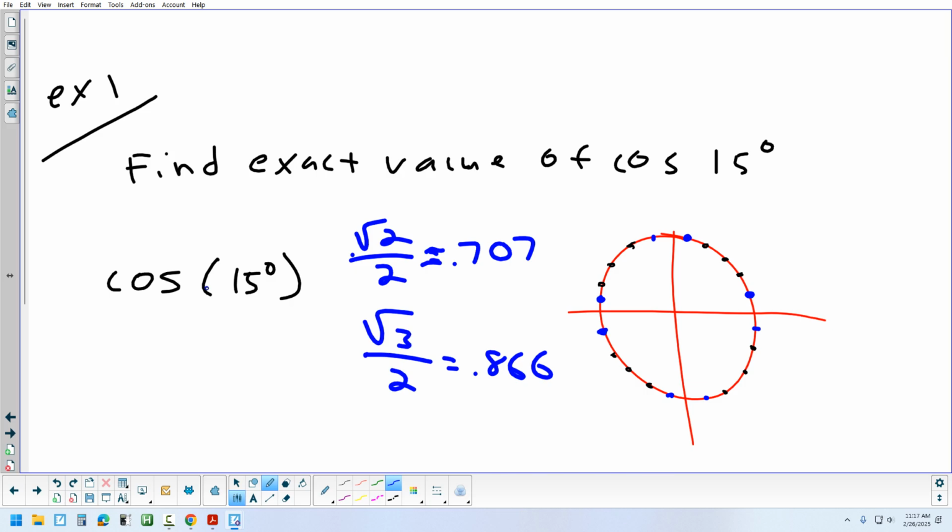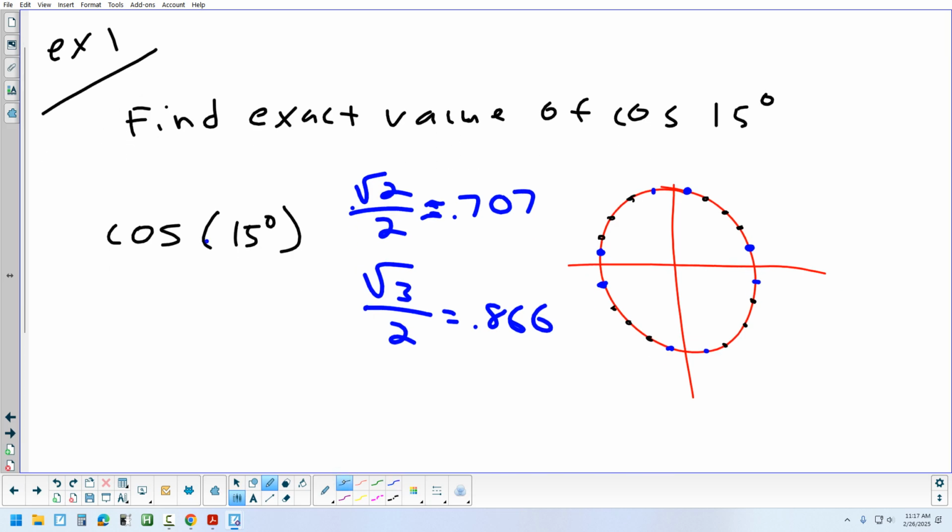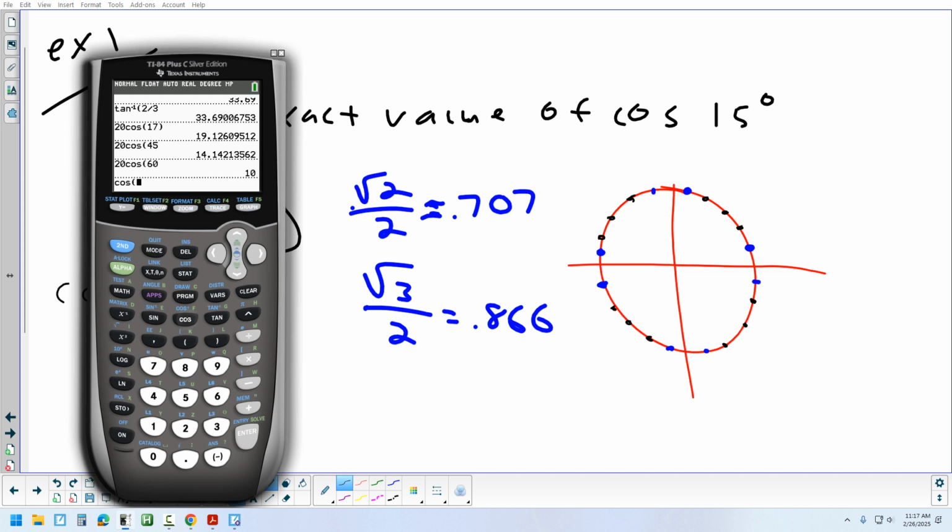So now, let's see if we can figure out the cosine of 15. Now, it says that it wants what kind of answer? An exact answer. Right, an exact answer. So doing this is not an exact answer. Okay, we don't want a decimal.